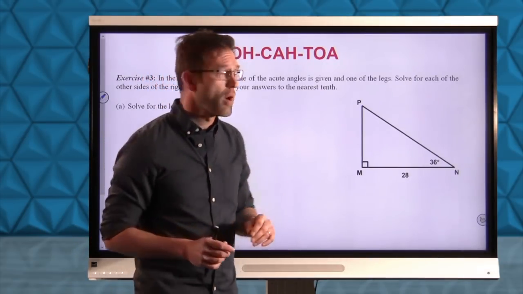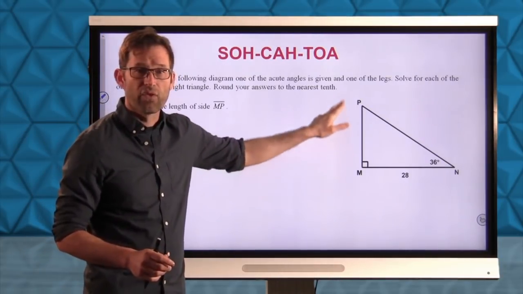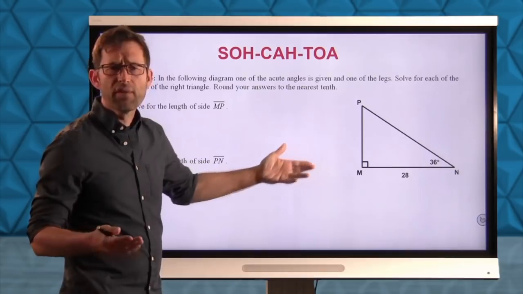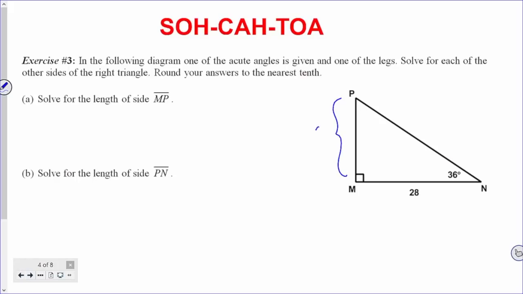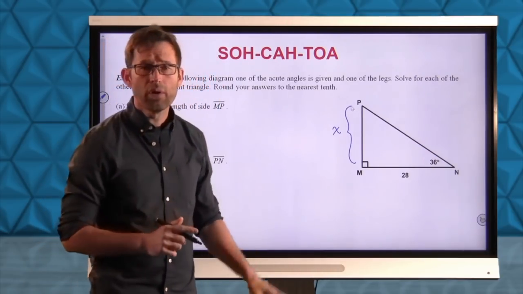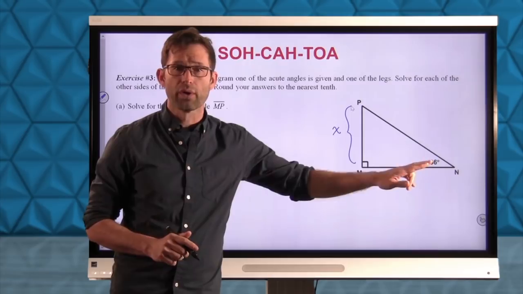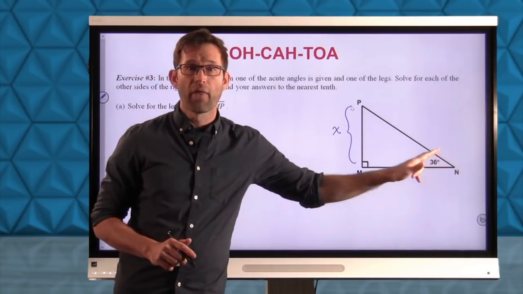But let's take a look at what we're asked for in letter A. It says solve for the length of side MP. That's this length here. All right, I think I'm gonna give it a variable name. I'll call it x. Okay, and now what I wanna do is something I've been doing for the last couple lessons. I wanna look at the acute angle, the 36 degrees, the 28, and the x. I don't even want to worry about that side.